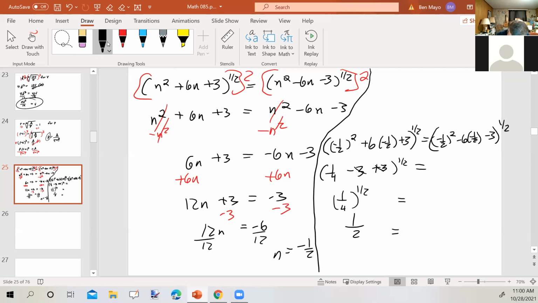Okay. On the right side, negative 1/2 times negative 1/2 is positive 1/4. Minus 6 times negative 1/2 would be plus 3, and then minus 3. So we're still going to get 1/4 to the 1/2 power, which is going to be 1/2. So the solution checks. All right.